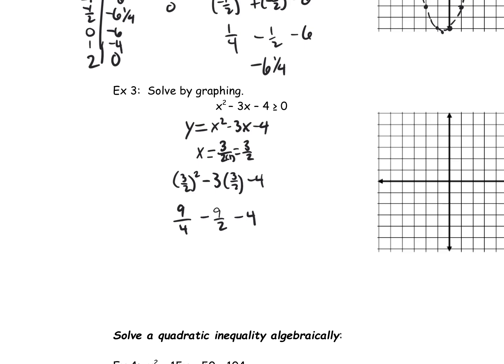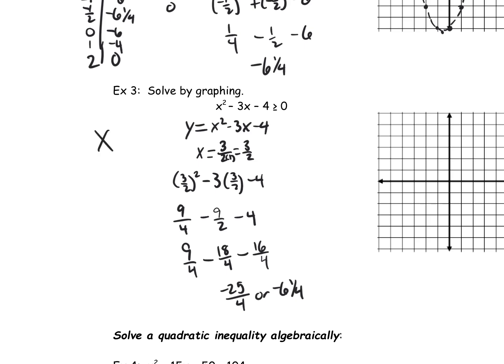In order to combine those, I need like terms, so make everything have a denominator of 4. So 9/4 minus 18/4 minus 16/4. So 9 minus 18 is -9. -9 minus 16 is -25. It's -25/4 or -6 1/4.